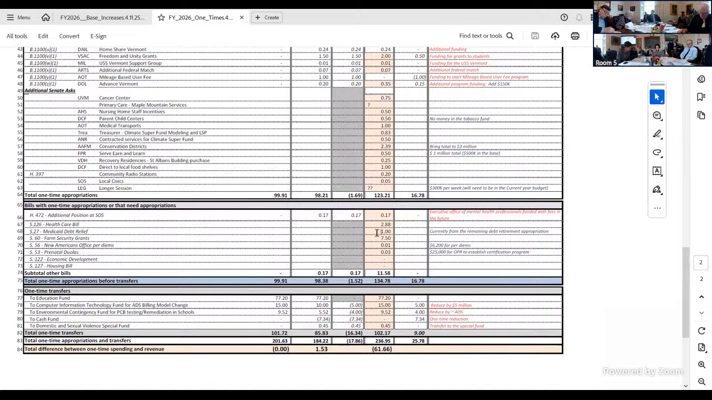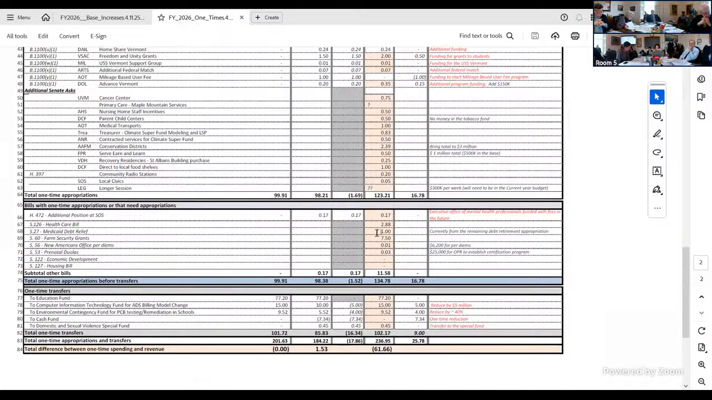The medical debt relief bill currently uses $1 million from the debt retirement appropriation. So this is probably a good time to flag. The House used $10 million of the debt retirement appropriation in their budget, leaving $10 million of that appropriation. Since neither of the budget adjustments have gone forward, there's still some money sitting for debt retirement with the treasurer's office. This $1 million though would reduce that to $9 million.